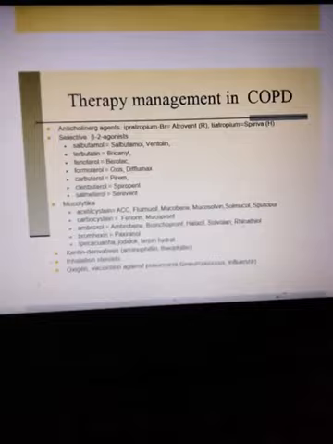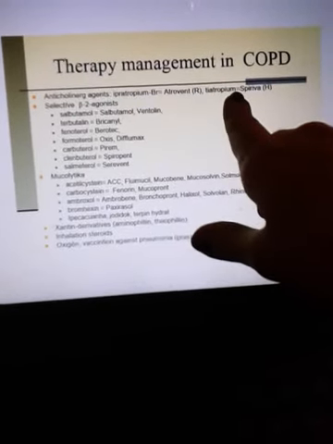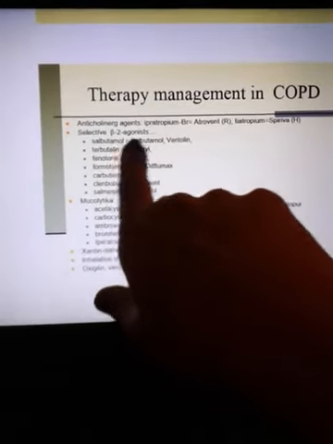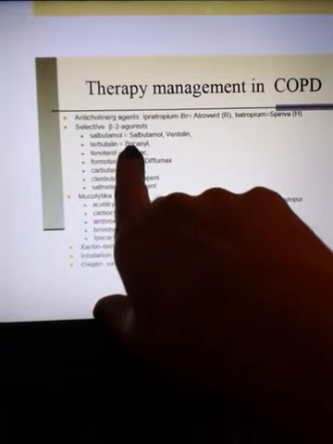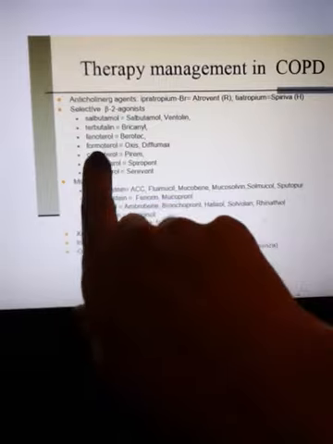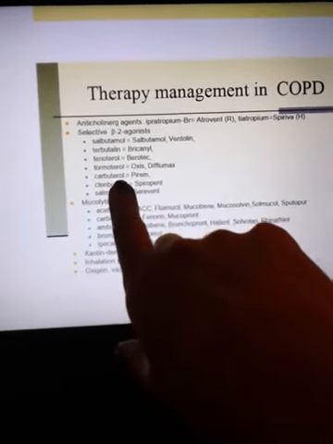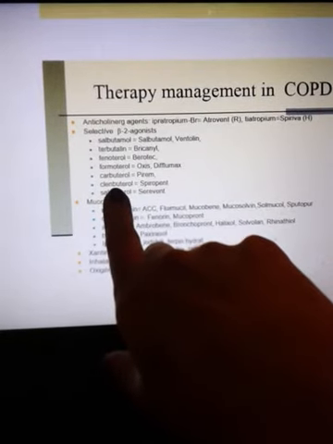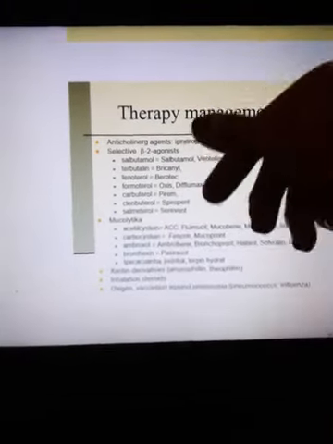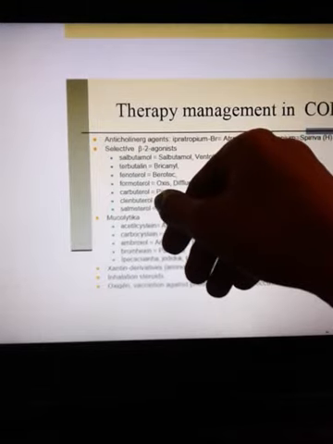Anticholinergic agent: ipratropium bromide، Atrovent، تیاتروپیوم، اسپیریوا. سلکتیو بتا 2 آگونیست: سالبوتامول یا همون ونتولین، تربوتالین یا بریکانیل، فنوترول یا بروتک، فورمترول یا اوکسیس و دیفوماکس، کاربوترول یا پیرم، کلن‌بوترول یا اسپیروپنت، سالمترول یا سرونت.